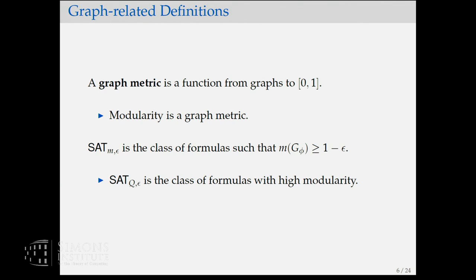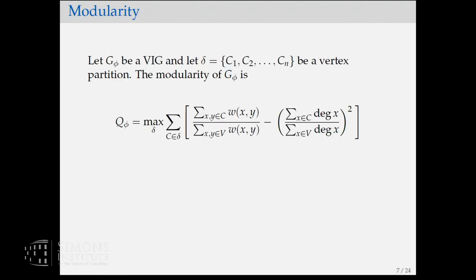Modularity is this Q metric that I'll define soon. So when I say SAT(Q, epsilon), it's the class of formulas with high modularity as defined by the parameter epsilon. So what is the Q metric? Consider the variable incidence graph of some formula phi, and then consider a partition of the vertices. Delta is a partition that breaks G(phi) into n components, C1 through Cn.